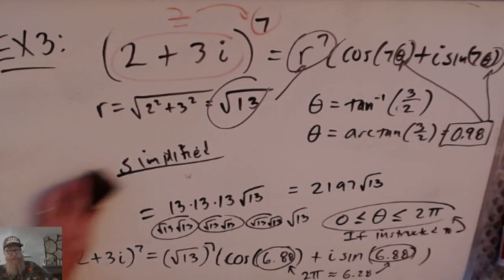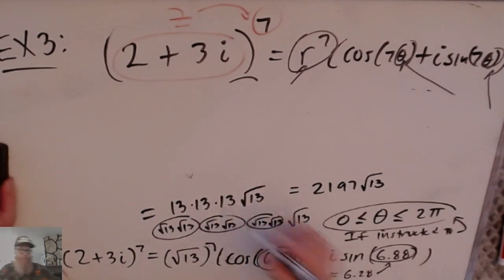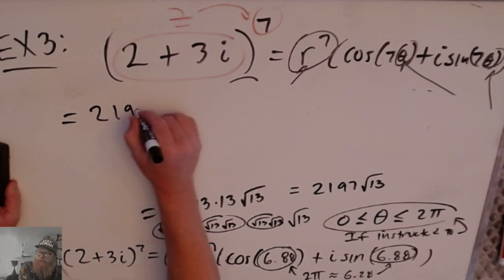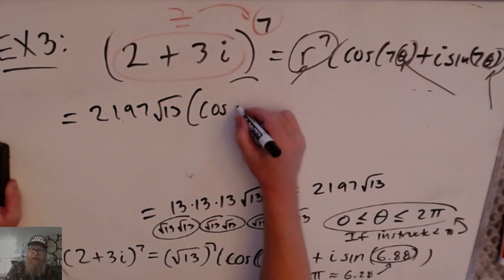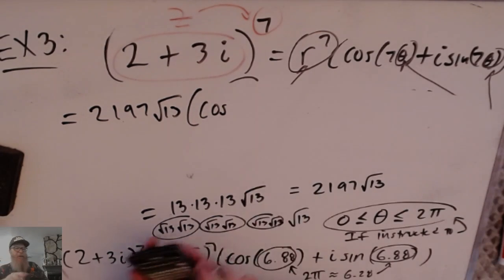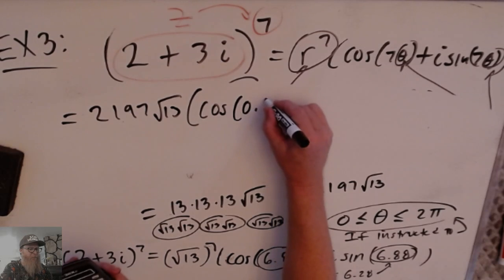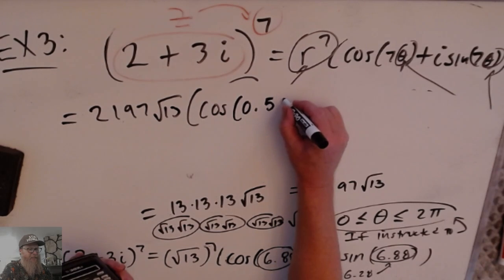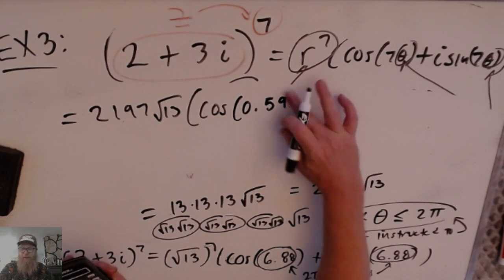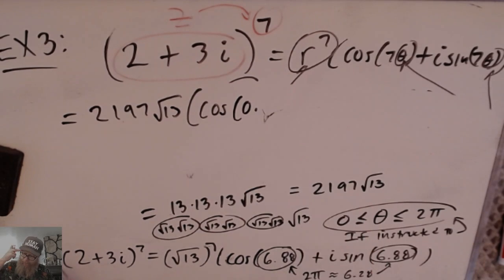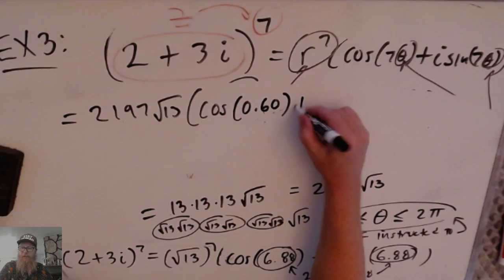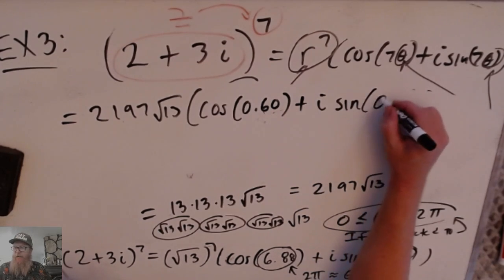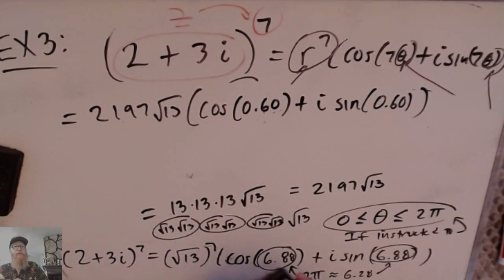And my final answer is 2197 square root 13 cosine. I've subtracted 2 pi, so now I have 0.59. Oh, it's actually 0.6, isn't it? Nice. Plus i sine 0.6.